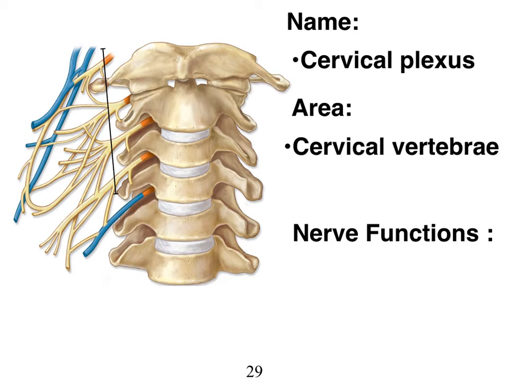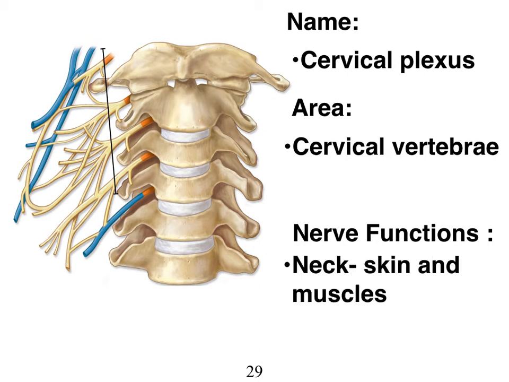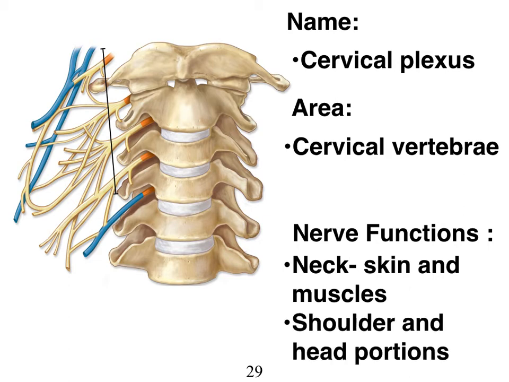And in general, these create nerves that are important for serving the muscles of the neck and sensation of the skin. There's also some connections to the shoulder and head portions. So cervical plexus coming out of the first few cervical vertebrae to go into the neck, the shoulder, and some areas of the head, especially for the muscles of the neck.